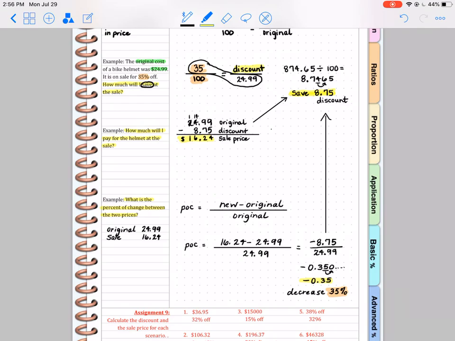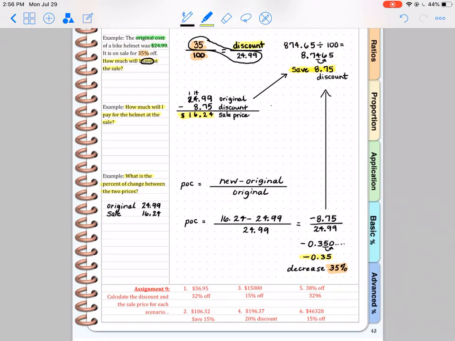Okay, assignment 9, I will stop this video and give you a chance to work that. This is to calculate the discount and the sale price for each scenario. So you have 6 different problems to do there, and each one of those will have 2 answers. So I want you to see if you can do those, and then I'll see you in the next video. We'll work these on page 44.